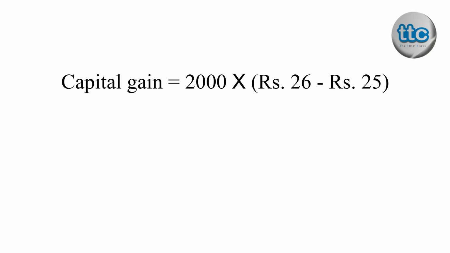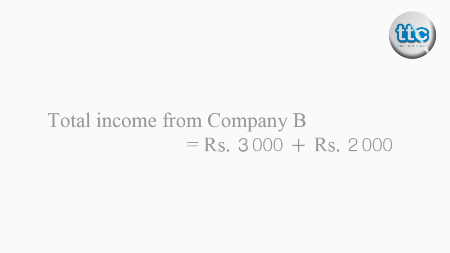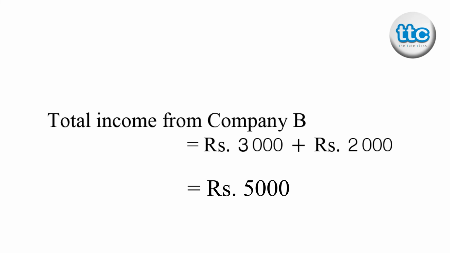So how do you calculate the capital gain? He is buying shares at 25 rupees and he is selling it at 26 rupees. So per share, how much is the capital gain? 26 minus 25, that is 1 rupee per share. Then capital gain is 2,000 into 1, that is 2,000 rupees. Therefore, the total income from Company B is how much? Dividend income 3,000 plus capital gain 2,000. Then the answer is 5,000 rupees.